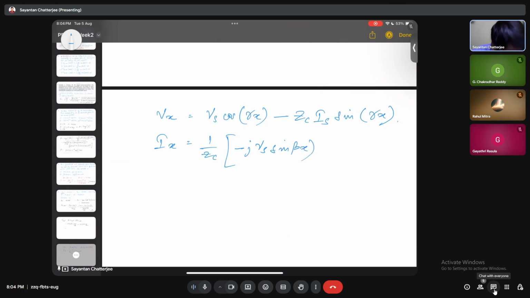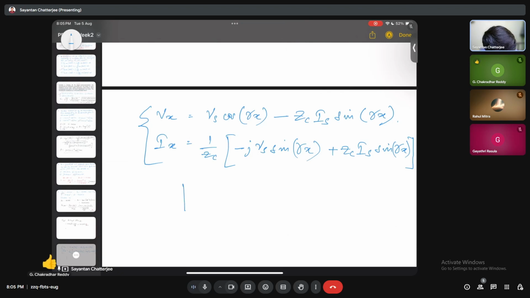One thing is whether it is a lossless or lossy line. Considering a lossy line to be the more generic case, these are the equations if we see it from the receiving end side, sorry, sending end side.